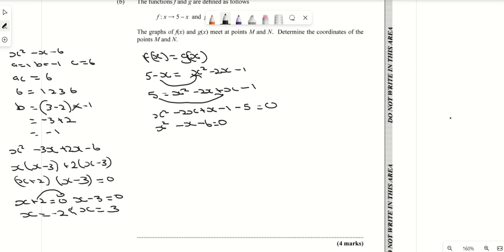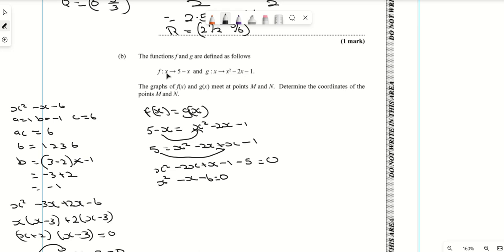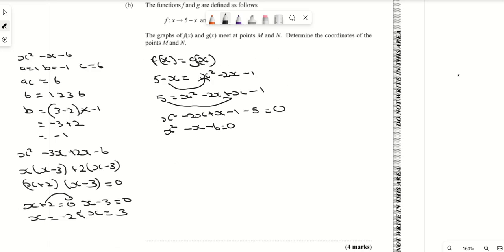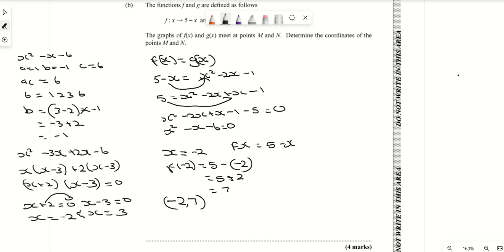However, they said they wanted the coordinates. So if they want the coordinates, that means they want my y value too. And I told you guys that f of x is also known as y. So if we know x is negative 2, f of negative 2 would give me my y value. We know f of x is equal to 5 minus x. So it will be 5 minus negative 2, which is 5 plus 2, which is equal to 7. So when x is negative 2, y is 7. So that's my first coordinate, negative 2, 7. You can call that M or N, it does not matter.